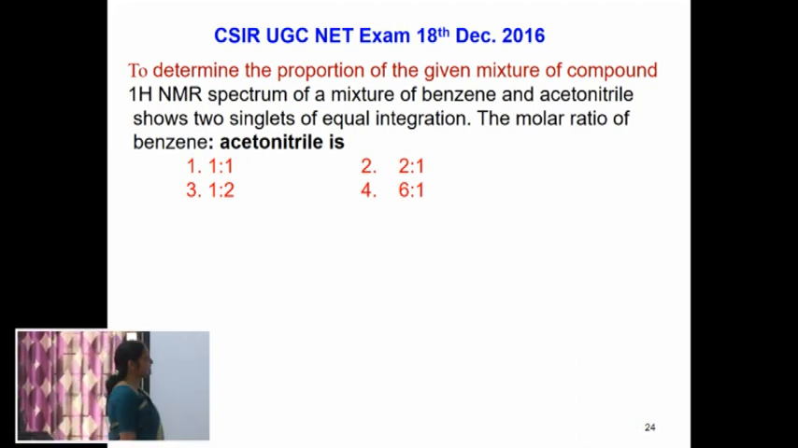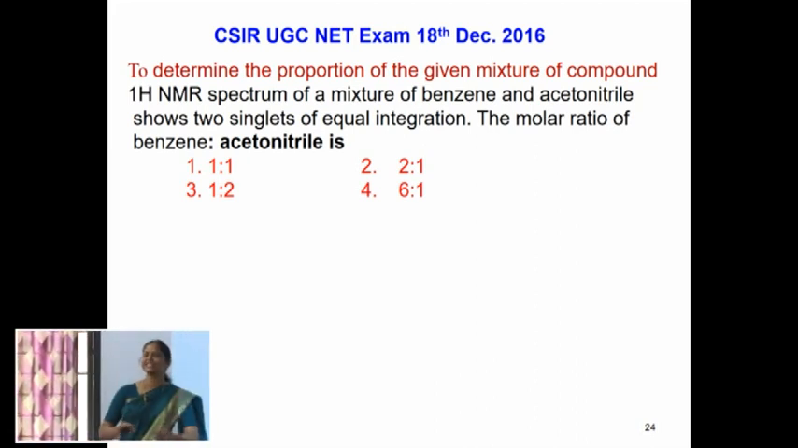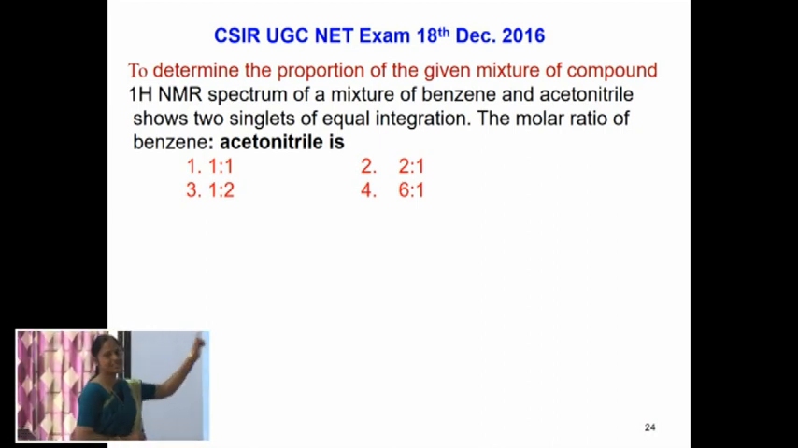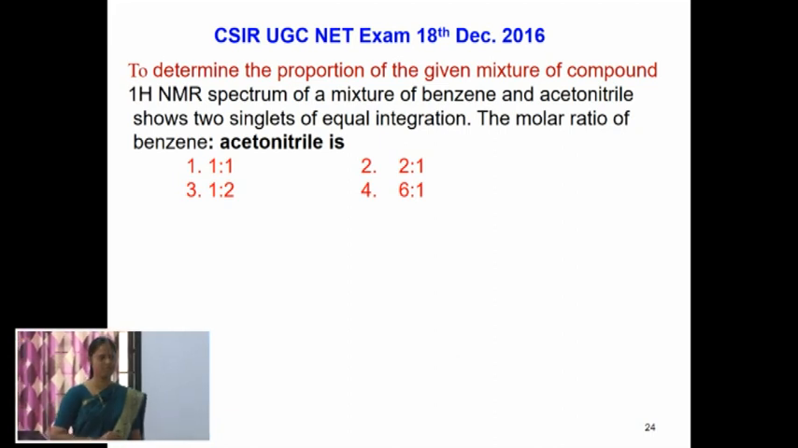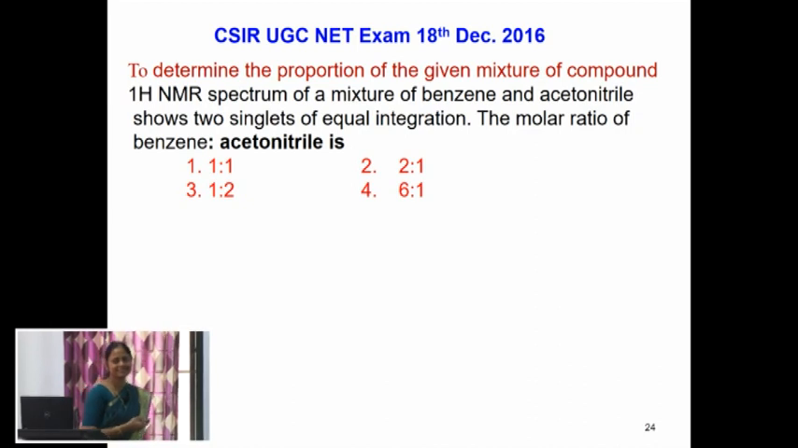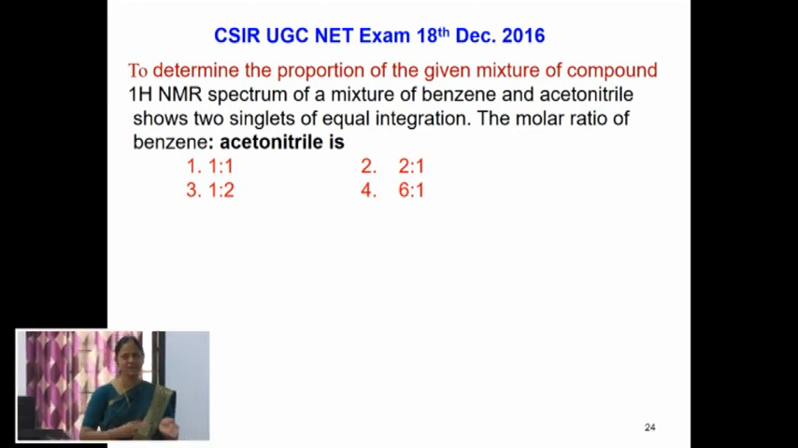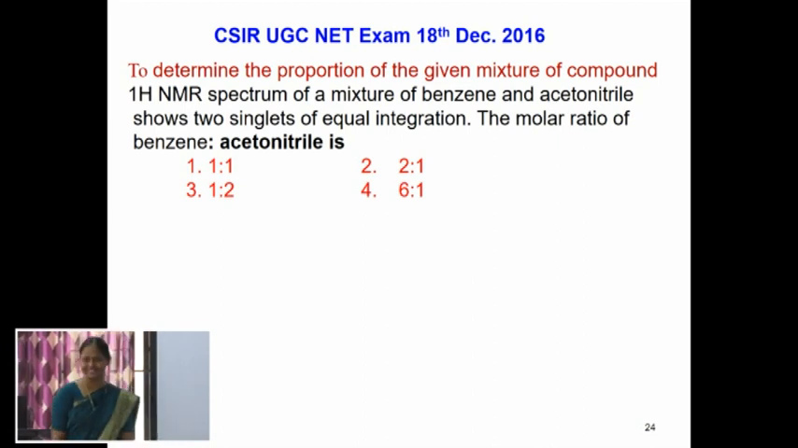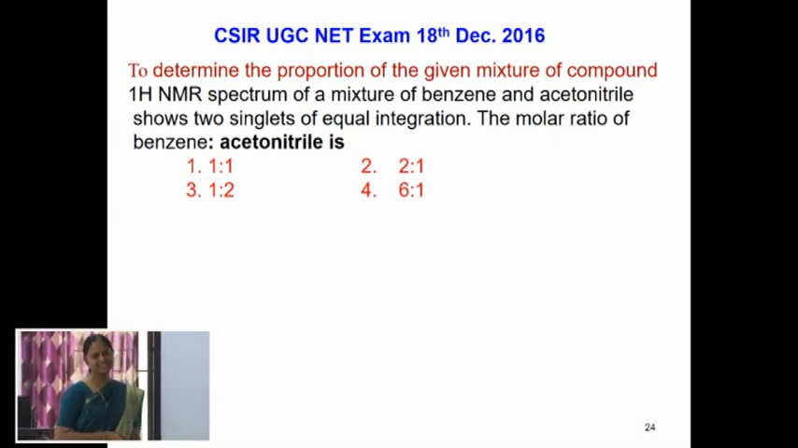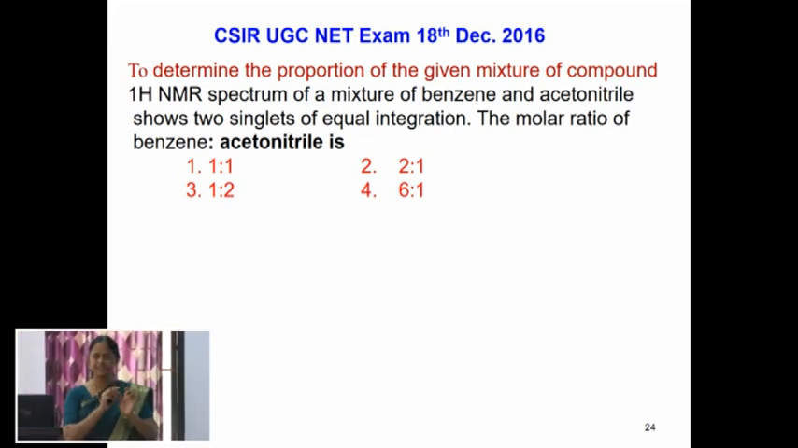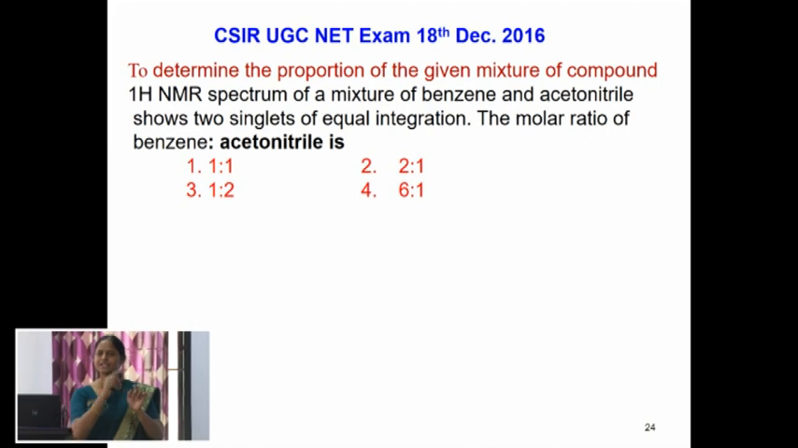Benzene and acetonitrile structures, I guess everybody knows. Benzene contains 6 protons, acetonitrile contains 3 protons. Integration is 1:1. So how do you calculate? I already said it's a discussion type of thing, you already know this NMR. So what will you do? You will find out the ratio under each integration, how many protons are there?